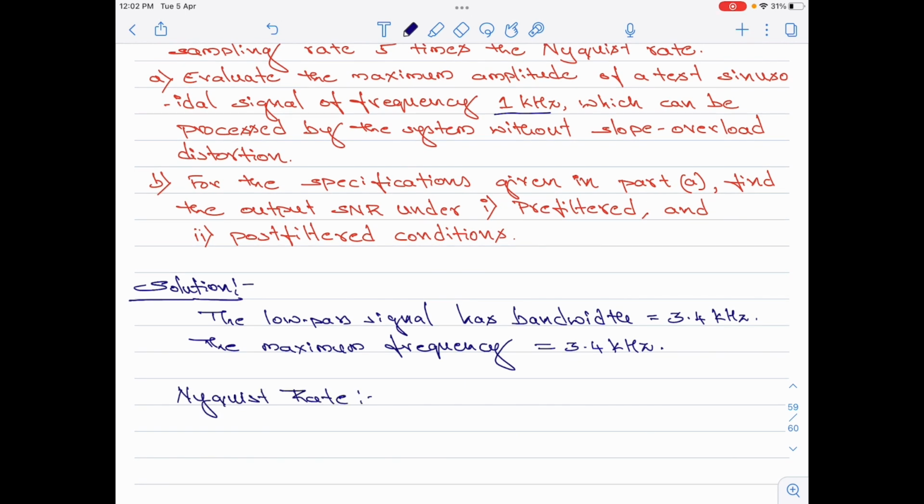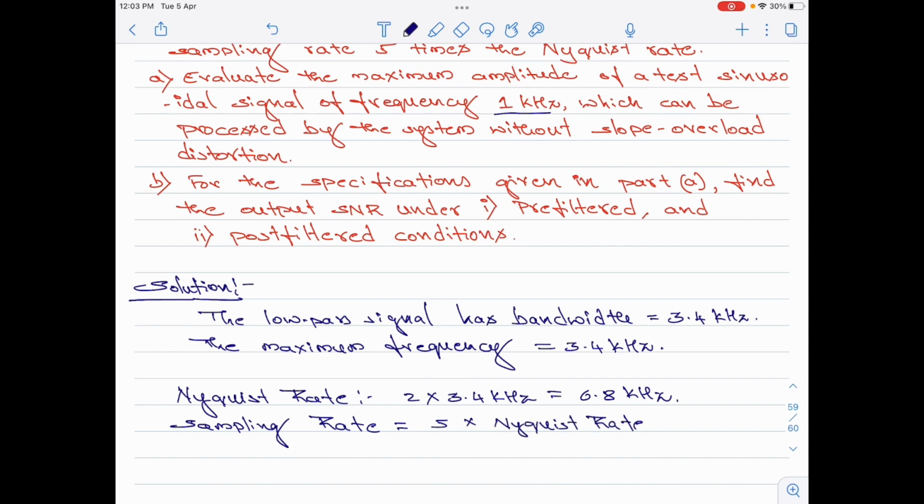We know that the Nyquist rate as per the low pass sampling theorem is equal to 2 times the highest frequency component of the signal. Therefore, Nyquist rate would be 2 multiplied by 3.4 kHz. This is equal to 6.8 kHz. Further, the sampling rate is equal to 5 times the Nyquist rate. So, this would be 5 multiplied by 6.8 kHz. Okay, that's about the low pass signal that is given.